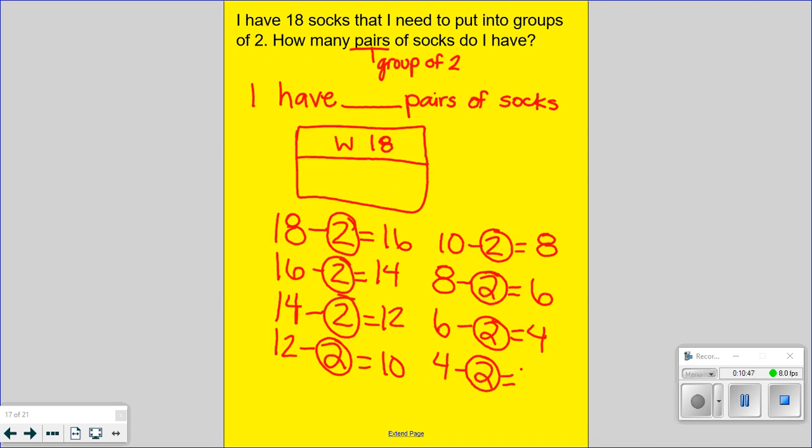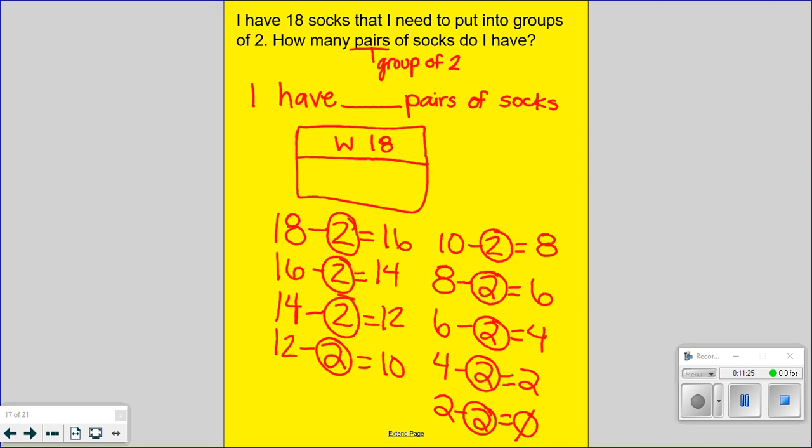Tatum? 2. Can I make another pair? Yes, I have 2 socks. I make another pair of 2. How many socks do I have now? 0. All right, so I have used all my socks and I put them into pairs. Do we see that? All those times we subtracted, we were taking them out of the pile and putting them into pairs. How many pairs did we make?